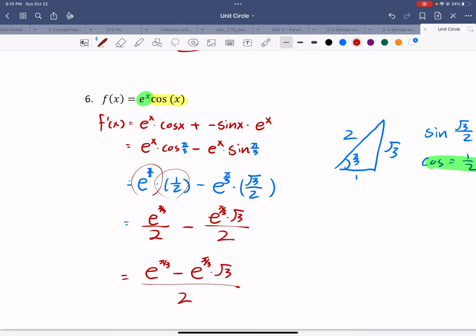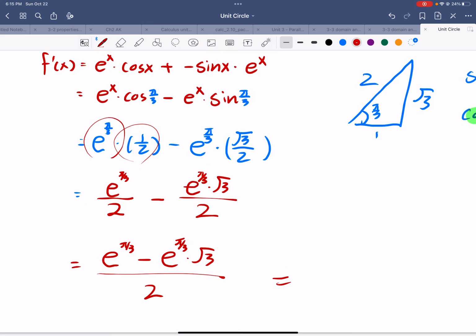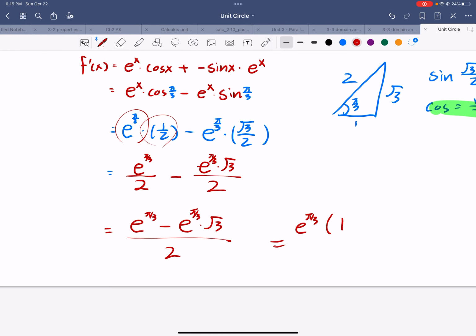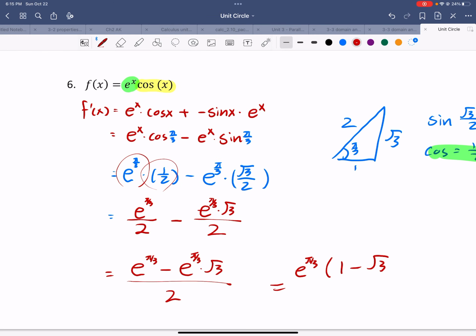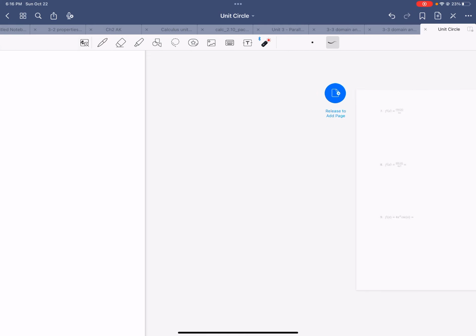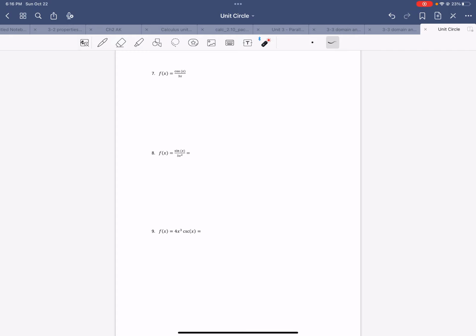And some questions will ask you to simplify further. In that case, you have to factor out e to the pi over 3 like this. In that case, you have to look like this, okay? I don't think you have to do this step, but what I did is I factored out e to the pi over 3 from each one of them, okay? So that's about it. Other questions, it's gonna be the same thing.